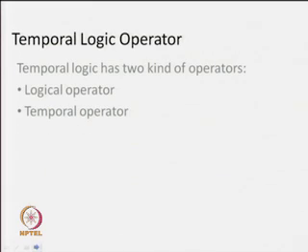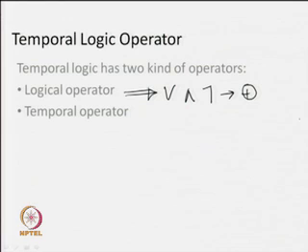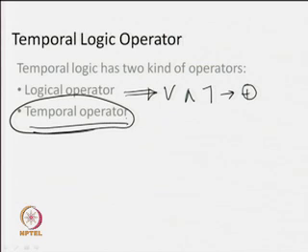Temporal logics have two kinds of operators: one is the logical operator and the second is the temporal operator. We have already talked about logical operators: disjunction, conjunction, negation, implication, XOR, and all those logical operators that we have in other logics can be used here in temporal logic also. Along with that we have another kind of operator, which is known as the temporal operator. We know the meaning of the logical operators, which is similar to other logics like propositional logic or predicate logic. So, we will see what temporal operators we have in temporal logic.